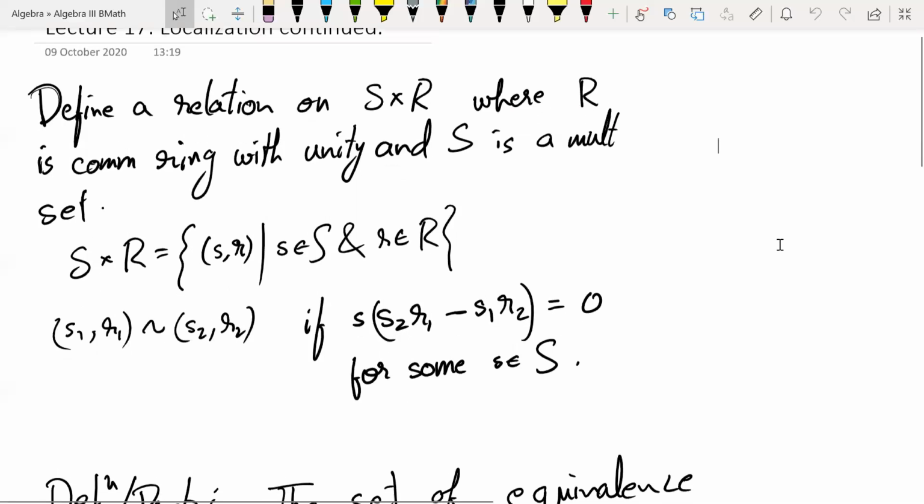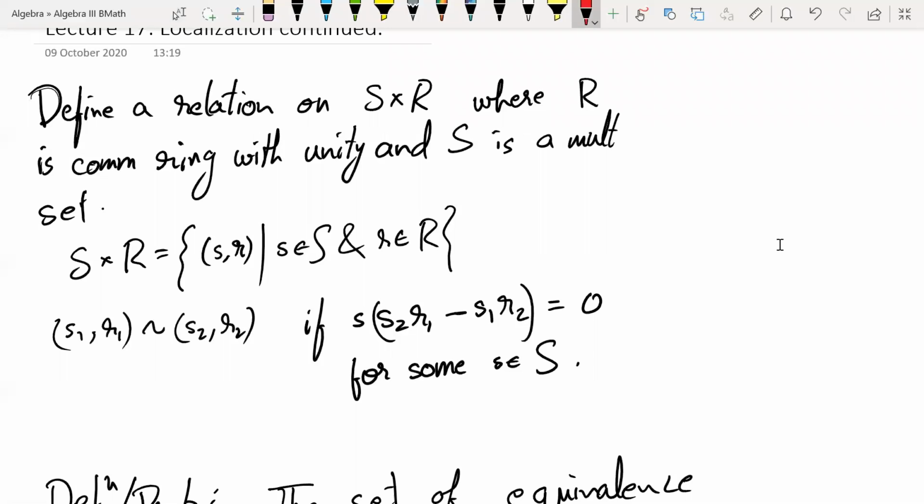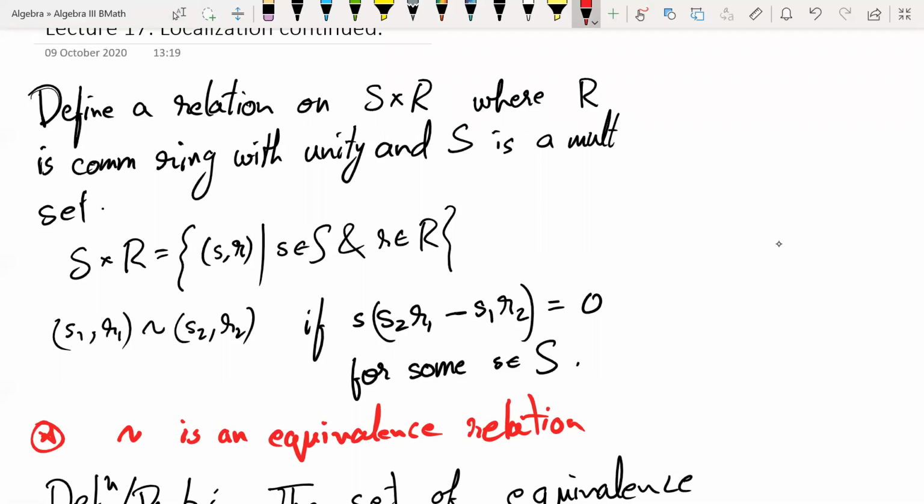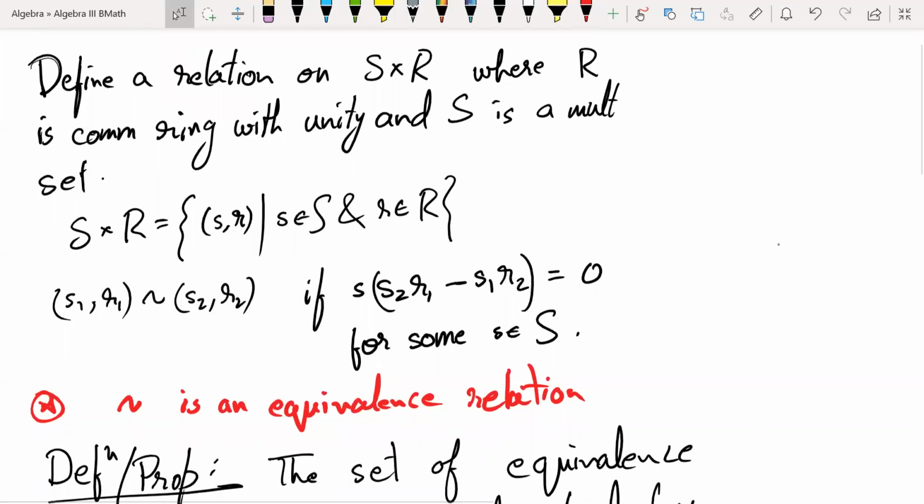This is a relation, and last time we saw that it was an equivalence relation. This is one of the things which we saw. And then we look at the equivalence classes of (s, r). I said we should think of them as fractions r over s, like this.